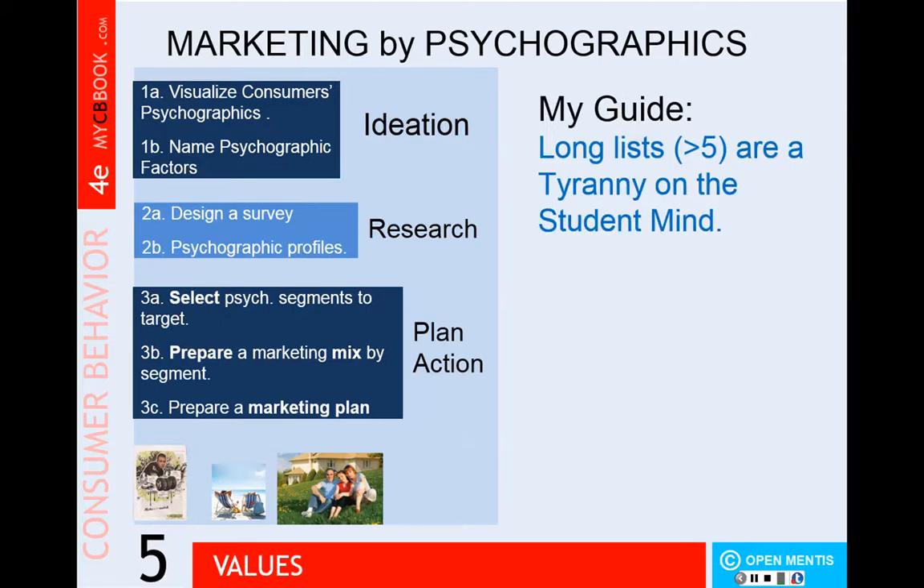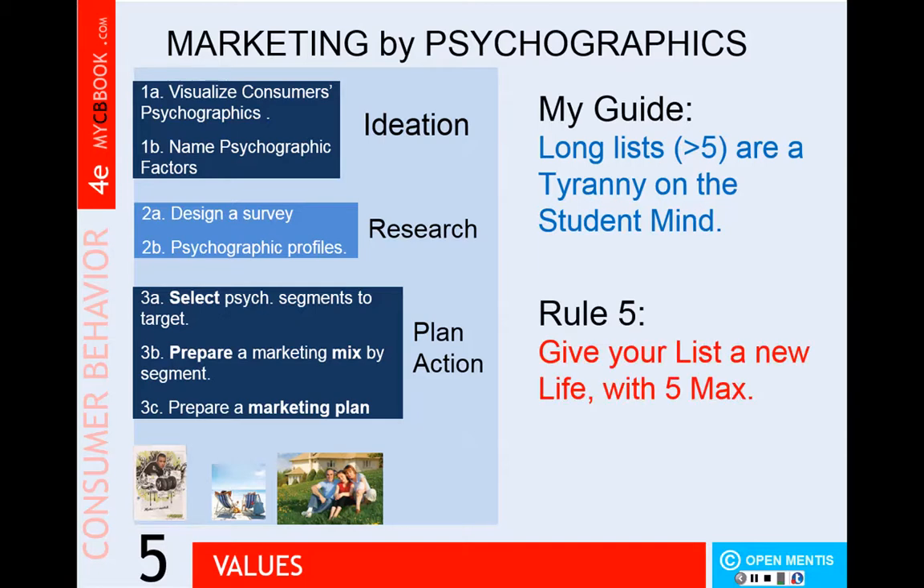My problem, or my belief, is that any list that's more than 5 is a tyranny on the student mind. My rule is to give your list a new life with 5 max. It's my personal belief that any list longer than 5 is difficult for people to carry in their heads, and if I can't carry a list in my head, it's virtually useless.